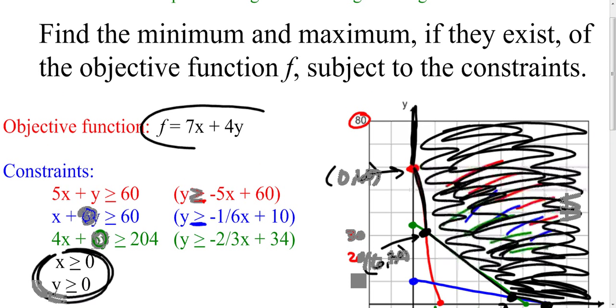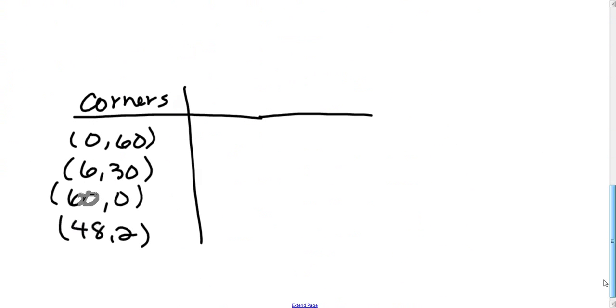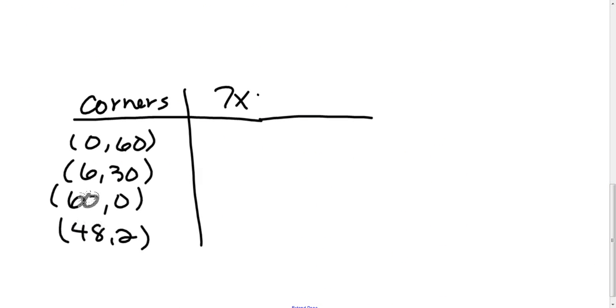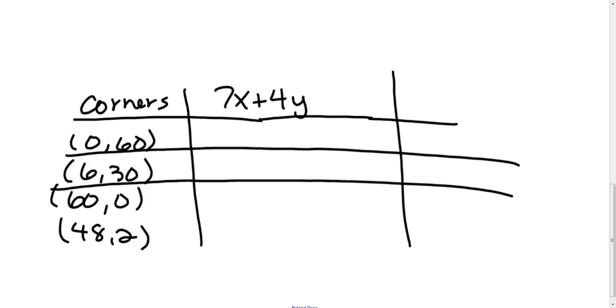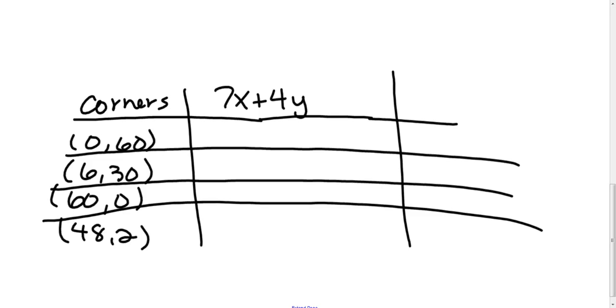Then I am going to go back up to that objective function that I told you we were going to come back to, which is right here, and that is 7x plus 4y. And what I want to do is plug each one of these points into that objective function and see what I get. So this first one I'm going to plug 0 in for x and 60 for y. So I go 7 times 0 plus 4 times 60. And when I do that, I get 240.